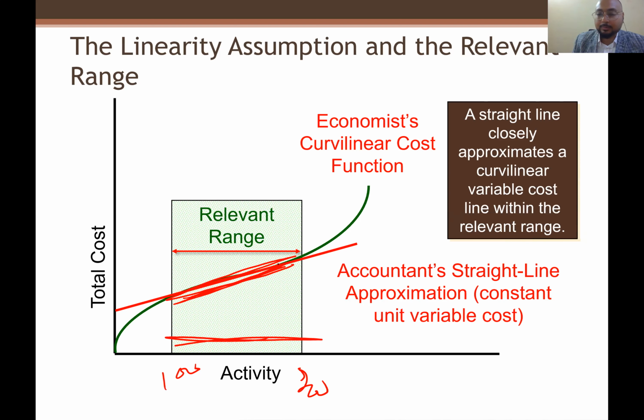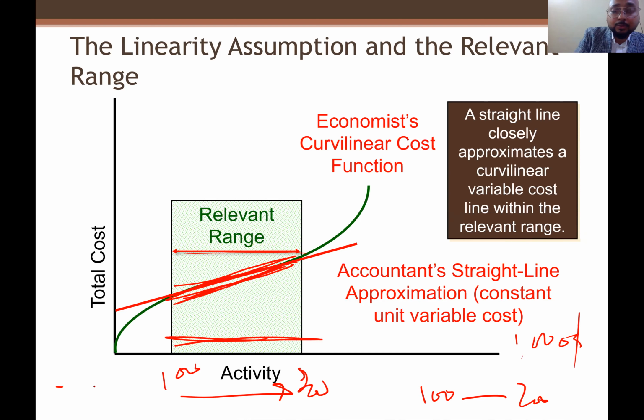linear pattern. When activity increases from 100 to 200, the cost increases in a linear pattern in this range. So we can also say the relevant range. For example, here, if you book an office which is from 100 to 200 square foot, your rent will be $1,000, right? But if you need a space for 250 square foot, you cannot take that.